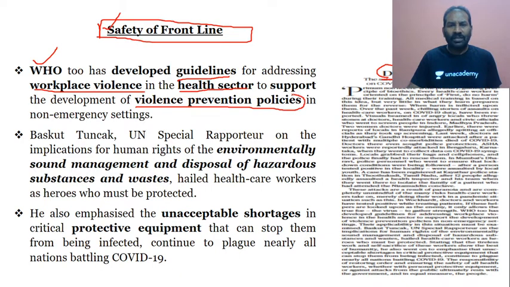Please do understand this from the mains point of view, key phrase: violence prevention policies. What kind of violence prevention policies are there from the WHO, why is it necessary, and for what reasons has the WHO come up with guidelines in regards to workplace violence, so that they have come up with the violence prevention policies? That is very important, because they wanted to ensure the safety of the frontline workers. Please do understand, the WHO has come up with the guidelines.